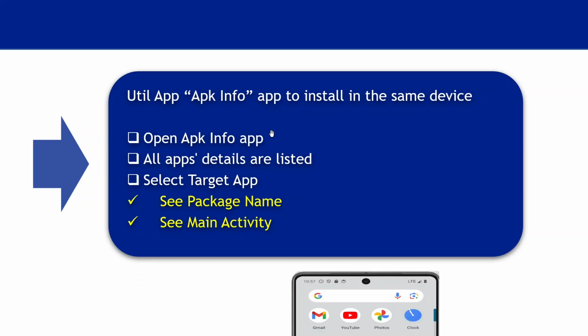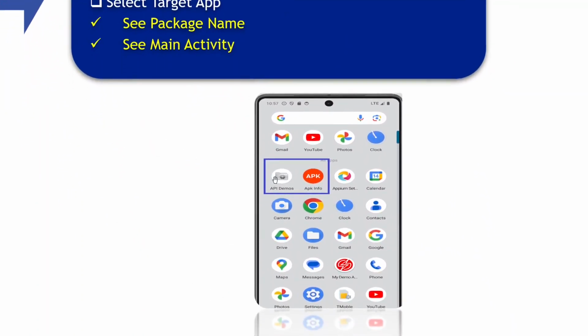There is a utility app called APK Info. Through ADB command line also you will come to know, but it is a bit complex for new users. It's better if you have APK Info installed in your device or emulator, so that you can easily understand. I'm going to walk through this particular app. We need to open the APK Info app. All app details are listed, and then we select the target app. You will be able to see the package name and main activity here.